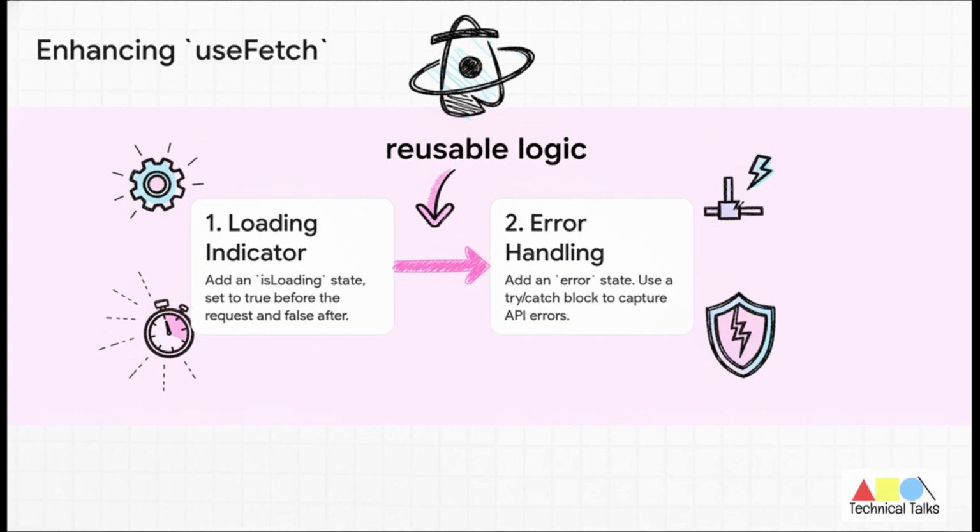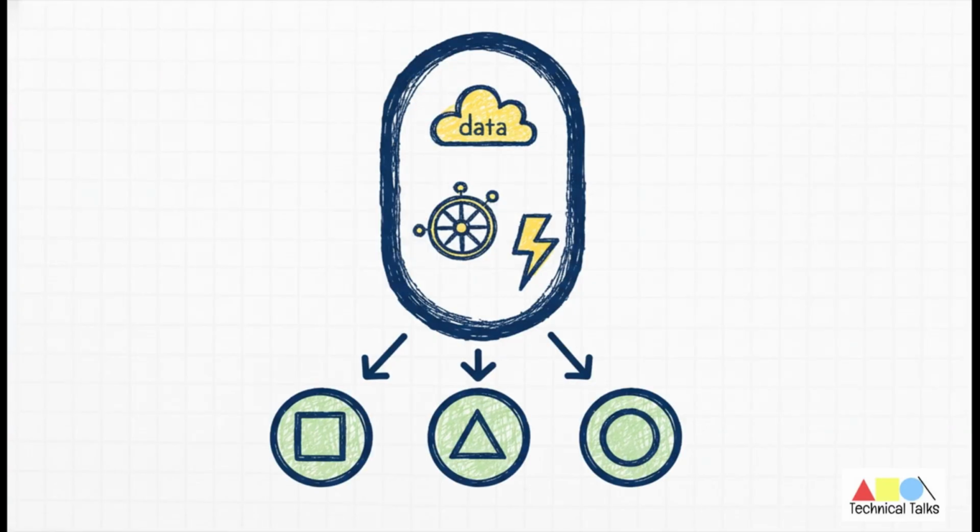We'll add a new piece of state called isLoading. Flip it to true right before we make the request, and flip it back to false when we're done. Then we wrap the whole thing in a try-catch block. If anything goes wrong, we catch the error and save it in another state variable. Now we're cooking. And voila, there it is. Look how clean that is.